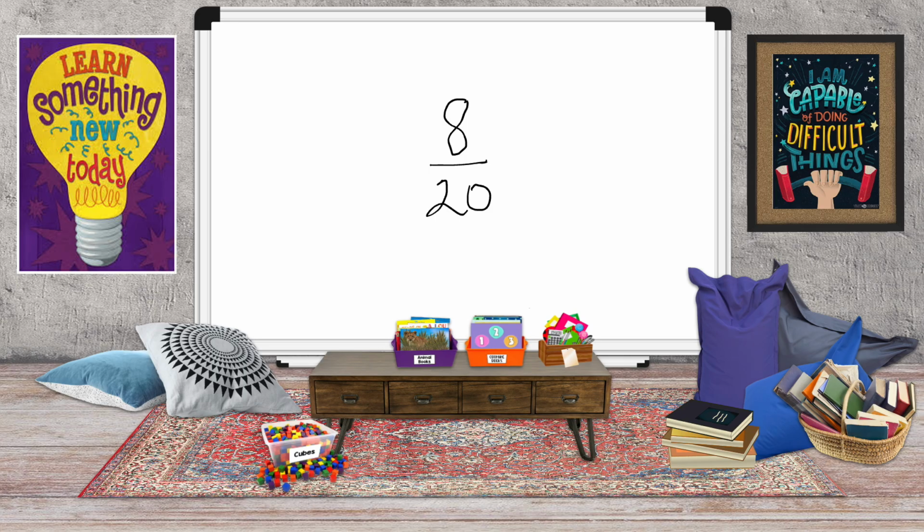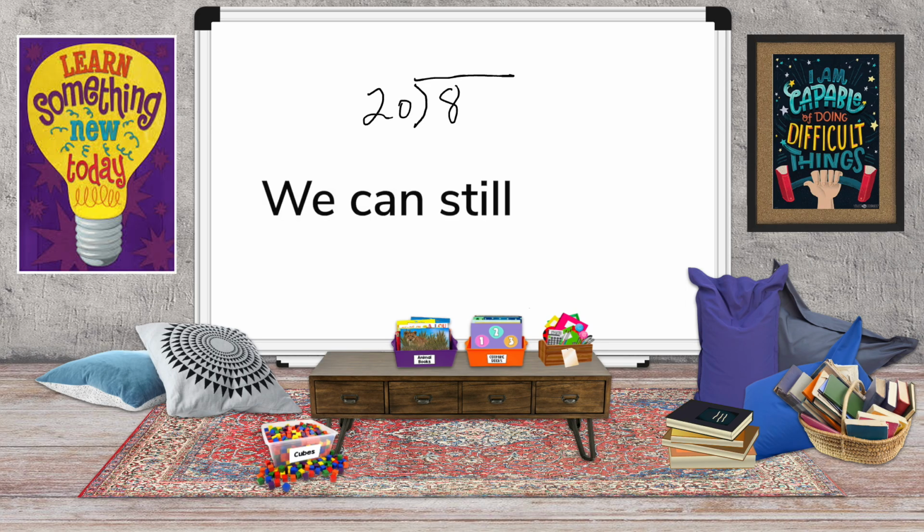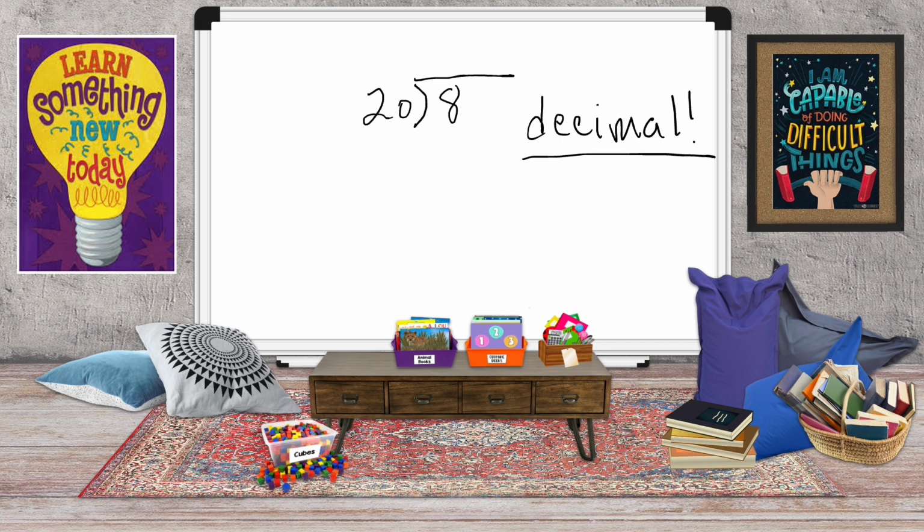If we change that to a percent, we can do that in 2 ways. We do 8 divided by 20. We set up our long division like this. 8 divided by 20. But 8 is smaller than 20. Yes, we can still divide. Our answer will not be a whole number, it will be a decimal.